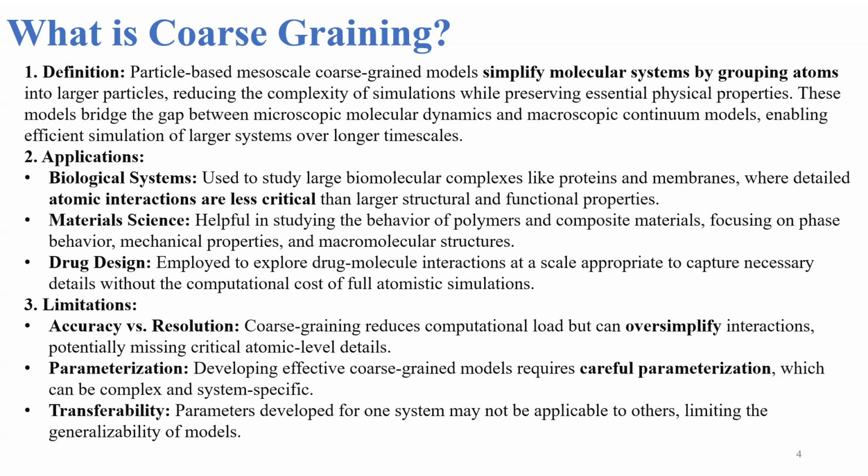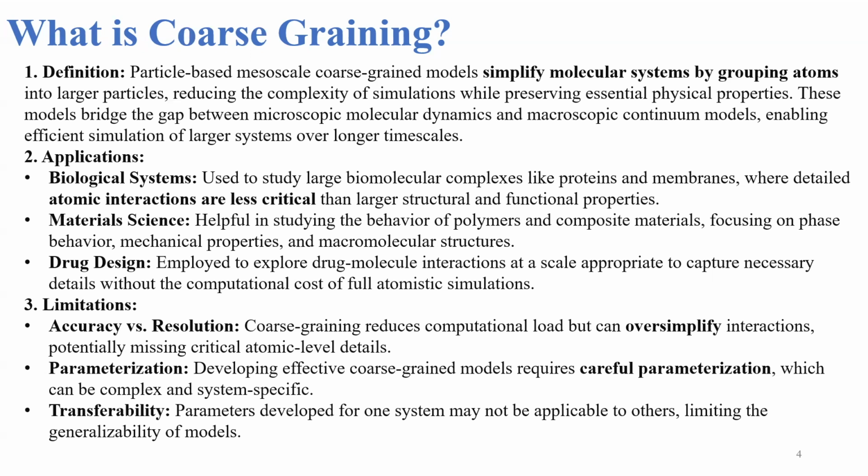These are heavily used for biological systems, such as understanding biomolecular complexes like proteins and membranes, where detailed atomic interactions are less critical than larger structure and functional properties. So mostly used in the polymeric and macromolecular world. In material science applications, it helps us understand polymer and composite materials, and drug design.